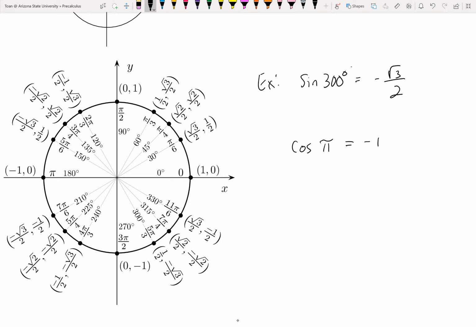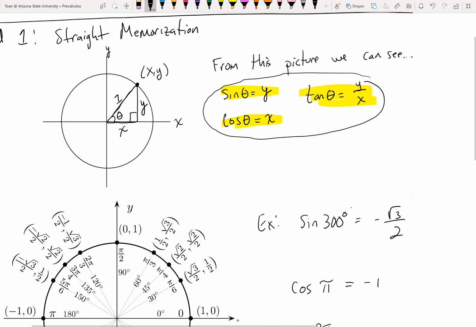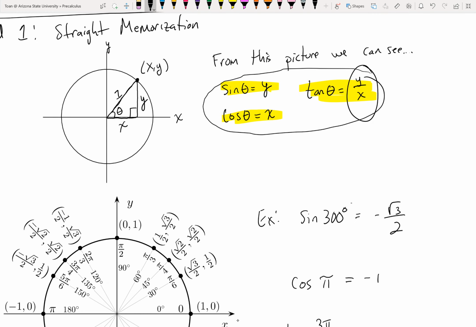It does have its flaws. Well, it doesn't have its flaws. You do have to do a tiny bit of thinking, especially when it comes to tangents and cotangents. For example, if I asked you to do tangent of 3 pi halves, you just have to remember that tangent is the ratio of y over x.